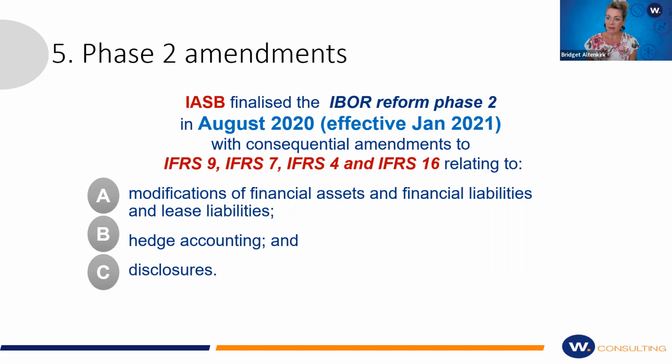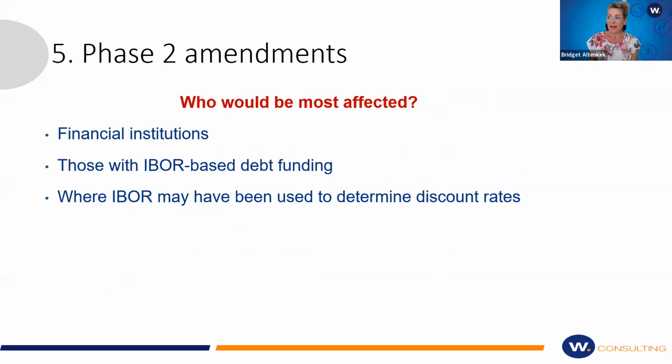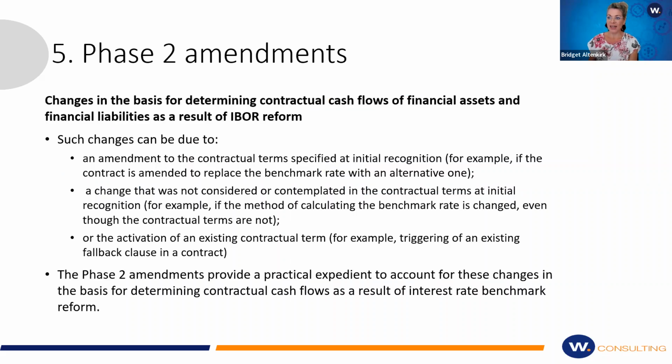So the phase 2 amendments as part of this IBOR reform are now giving relief to preparers to say that they don't have to apply the normal requirements of these standards if there has been a change which has impacted them as a result of these IBOR rates now being replaced by other discount rates. So who is likely to be affected? Most likely it's going to be the financial institutions because they are usually the entities who are using IBOR rates, but also there could be other preparers out there who are using IBOR rates as a basis for their funding or their hedging relationships. So they could then also be affected as a result of the changes in these IBOR rates.